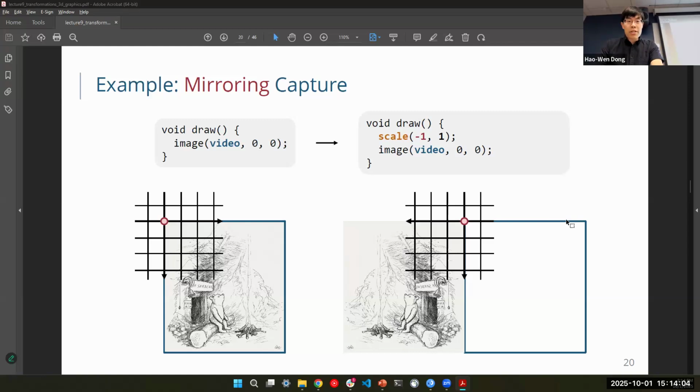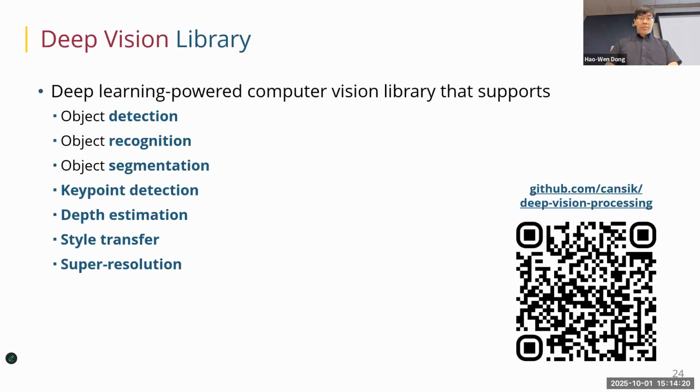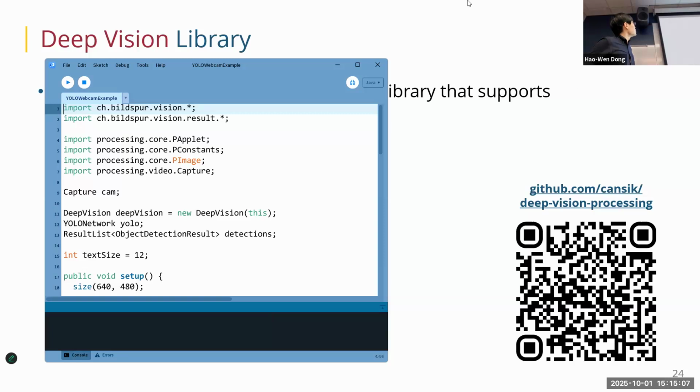Cool. So we can actually do a lot more with the webcam. Cool. So this is the deep vision library we talked a little bit about. So you can actually install it in processing. Let me find an example. Cool. So the first example would be, this is it. This is like a small, tiny object detection thing.